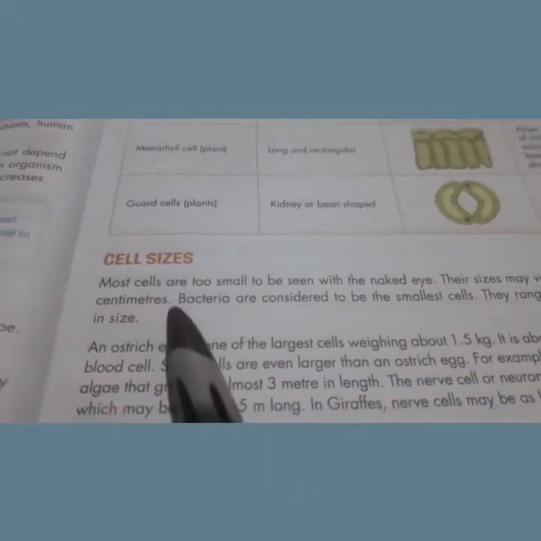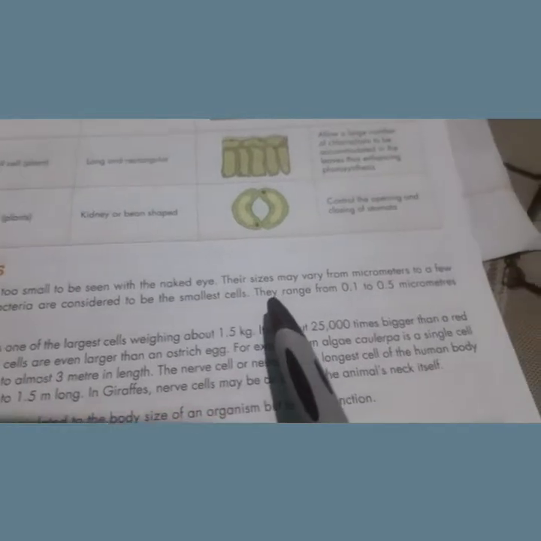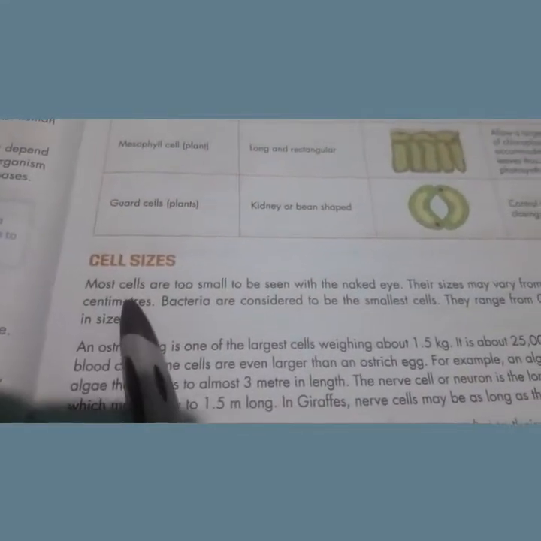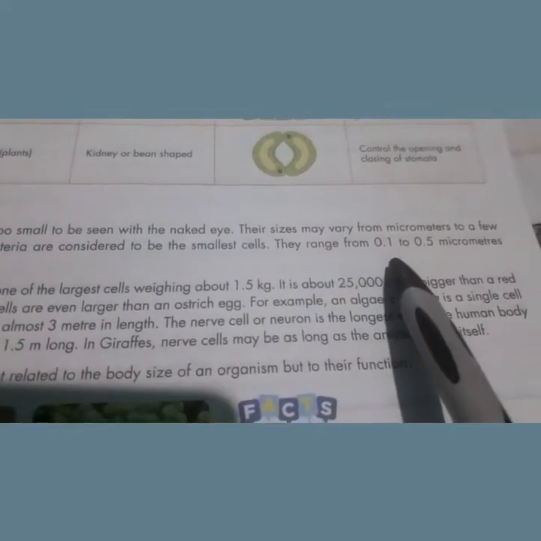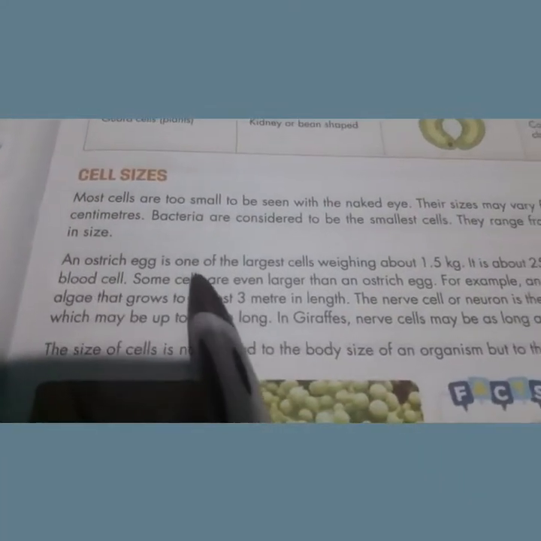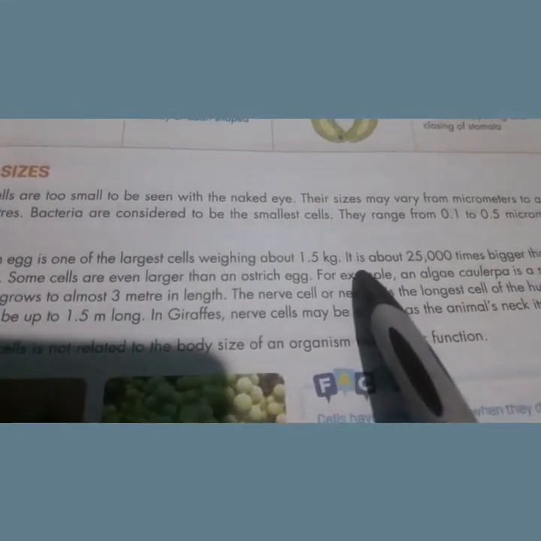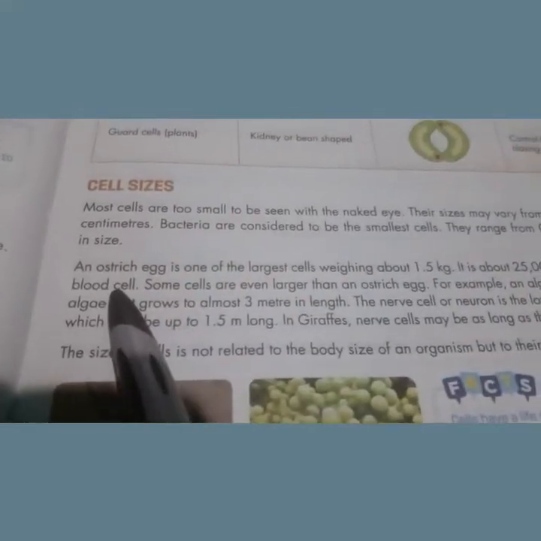Now, cell sizes. Most cells are too small to be seen with the naked eye. Their sizes may vary from micrometers to a few centimeters. Bacteria are considered to be the smallest cells. They range from 0.1 to 0.5 micrometers in size. An ostrich egg is one of the largest cells, weighing about 1.5 kg. It is about 25,000 times bigger than a red blood cell.